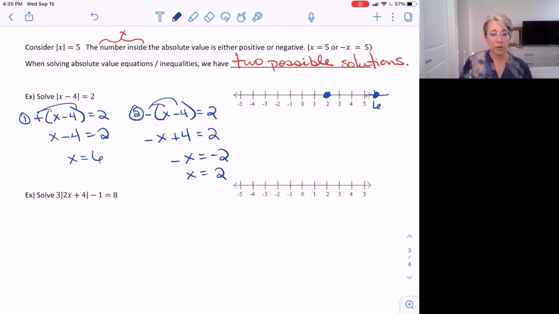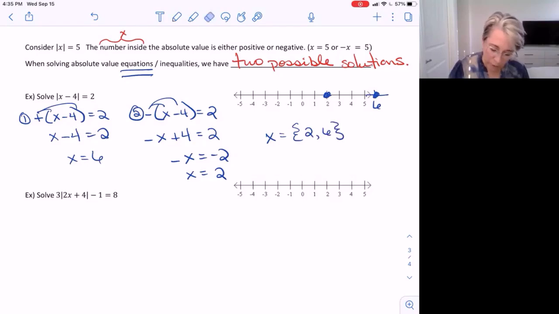Notice this is not an interval because we are working strictly with equations. So x is either 2 or 6. That is the weirdest looking braces there. Okay, so again, no interval notation here.